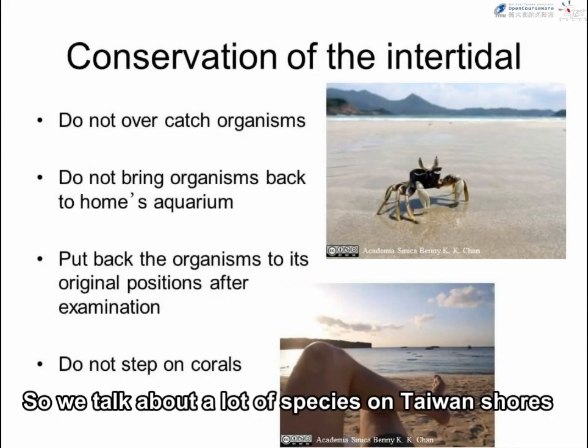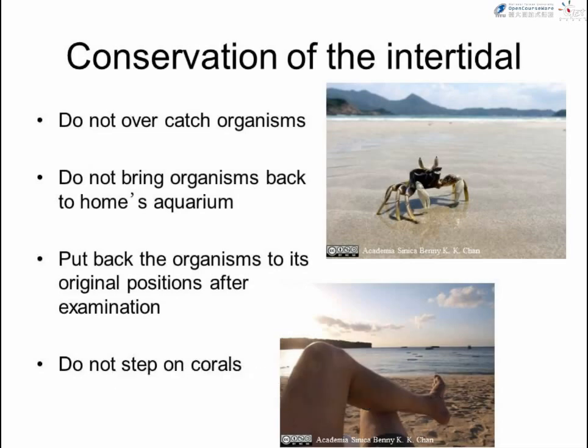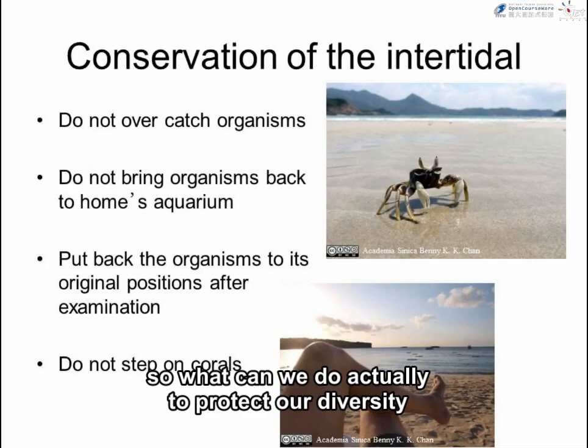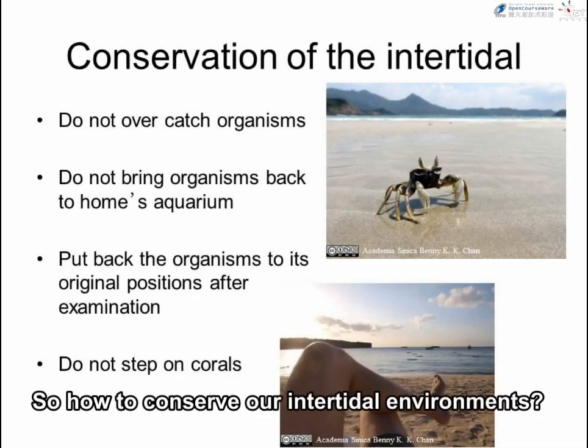So we talk about a lot of biodiversity of species on Taiwan shores. Actually, if we know Taiwan has very high diversity of species, what can we do to protect our diversity? One thing is the conservation of the intertidal shore of Taiwan. So how do we conserve our intertidal environments?